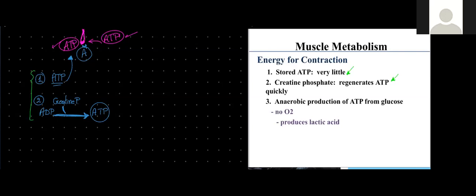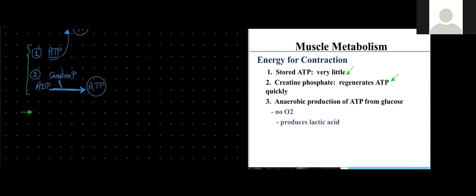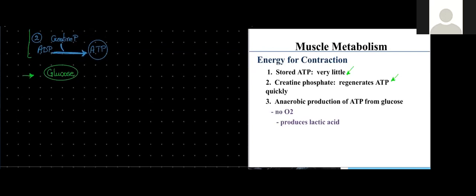You're going to need more energy to keep going. So another source for energy is going to be glucose. This is why you're eating, to get the glucose that you're going to break down to generate the energy, to generate ATP. This glucose might be broken down in the presence of oxygen or without oxygen.